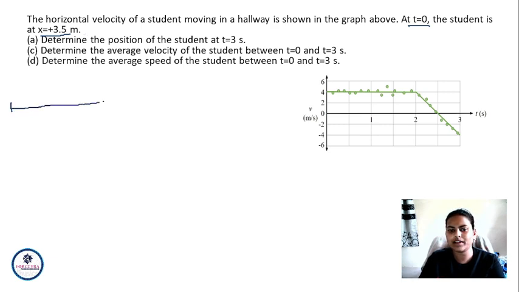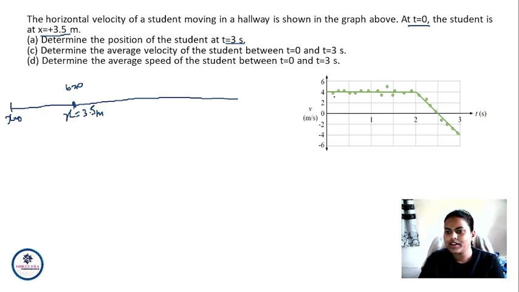If I make a line like this, and say it is x is equal to 0, let's say the starting of the hall is x is equal to 0. Then at time is equal to 0, the student is standing 3.5 meter away from the door, away from the x naught. Determine the position of the student at t is equal to 3 seconds.